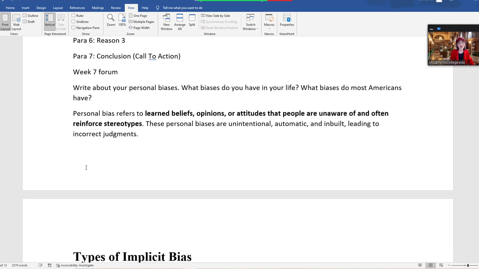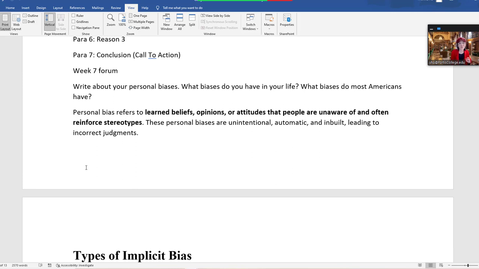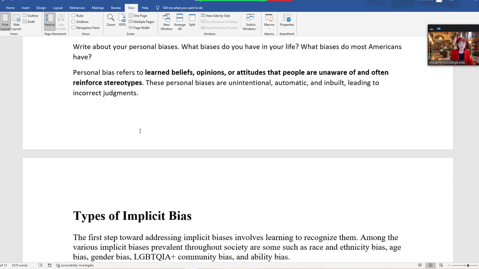And in week 7, we're going to talk about our personal, that's the last one, okay? You're going to talk about what biases you have in your life. Personal bias refers to learned beliefs, opinions, or attitudes that people are unaware of and often reinforce stereotypes. These personal biases are unintentional, automatic, and inbuilt, leading to incorrect judgments.